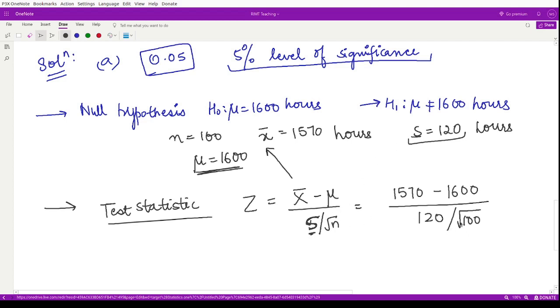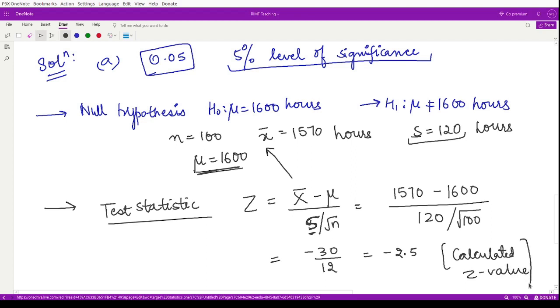Yes. So when you compute this, you will have the value minus 30 divided by 12. So that would be minus 2.5. Okay, so minus 2.5. What is this? This is your calculated Z value.